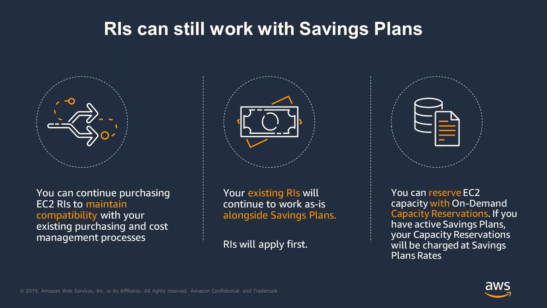So if you have RIs or think you may also buy RIs in the future, they'll continue to remain. So they're compatible with savings plans, and if you have existing business processes that require RIs, you can still use RIs. When RIs are combined with savings plans, the RI discounts will apply first before savings plans discounts applies. If you have reserved capacity requirements, then you can still achieve that through on-demand capacity reservations, which combine with savings plans. And if you have both, the capacity reservations will be charged at the savings plans rates.